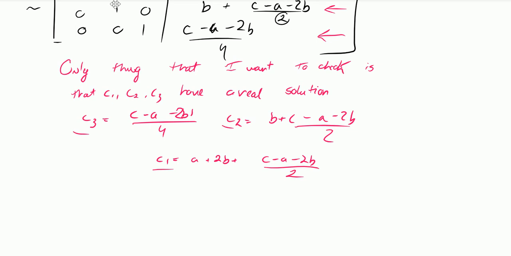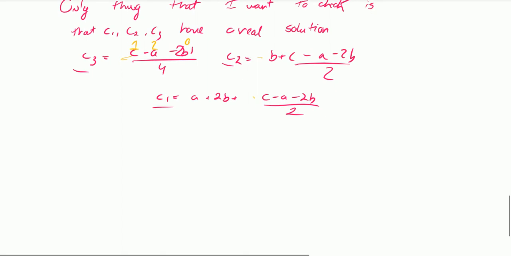Because in the end, let's say, for example, this is just an example, if C is 1 and A is 2 and B is 0, then C3 is actually 1 minus 2 minus 0, so minus 1 over 4. So C3 will be minus 1 over 4. And then I'll use the same numbers I used here, here, and here. So basically, this just gives you a general solution for C1, C2, C3.